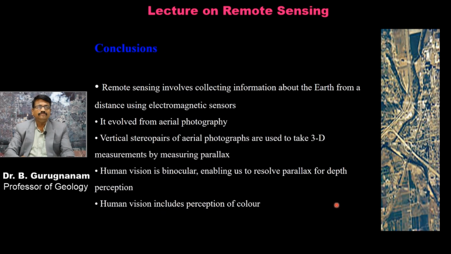So to conclude, we have seen what remote sensing is, how the definition goes, and how the technology started with respect to origin, and in terms of different types of aerial photography, what the 2D and 3D differences are, and what the role of human vision is in binocular viewing, taking it from 2D to 3D. That's all about a very small introduction to remote sensing.